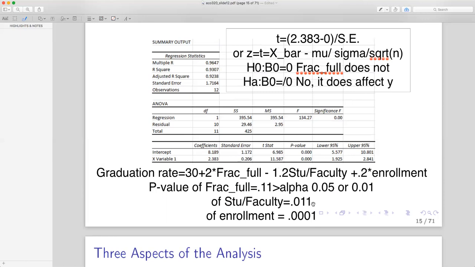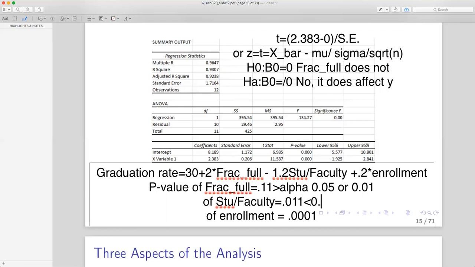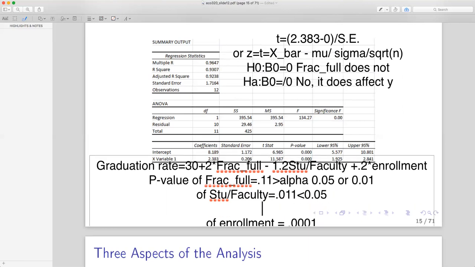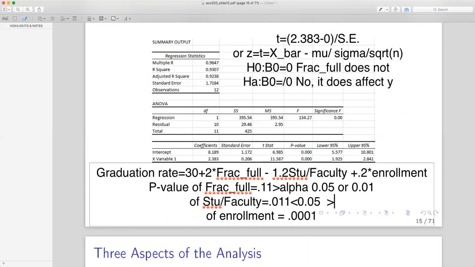But let's say students to faculty ratio has a p-value less than 0.05. So we reject the null hypothesis at the 5% level. It actually does affect graduation rate: students to faculty ratio affects it by negative 1.2. Very important. But we cannot reject at the 1% level, because the p-value is greater than 0.01. So you also need to discuss that.